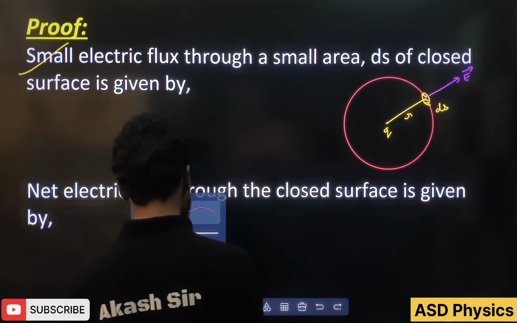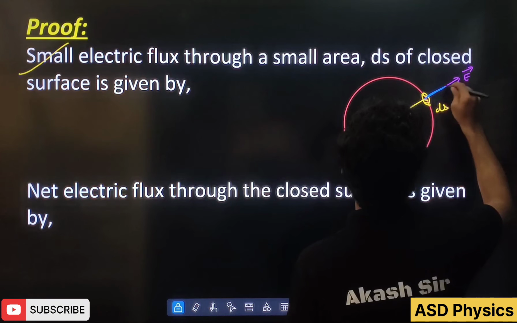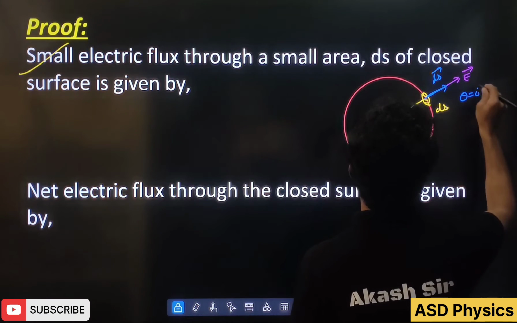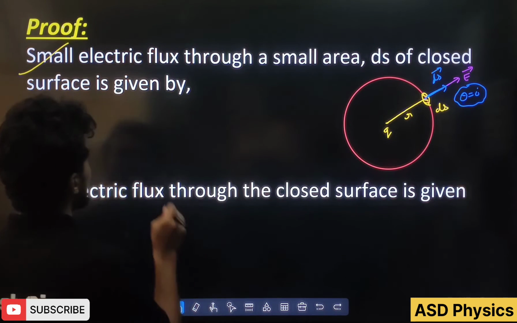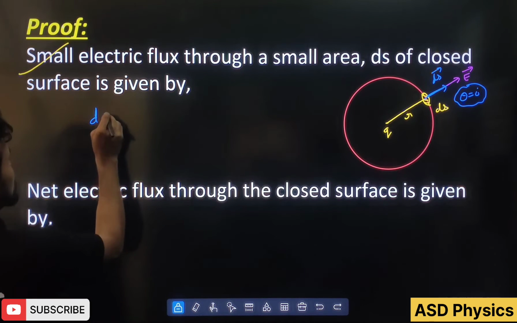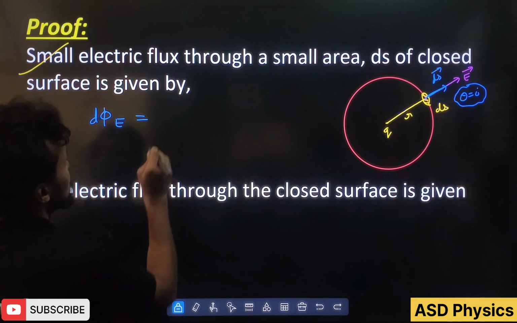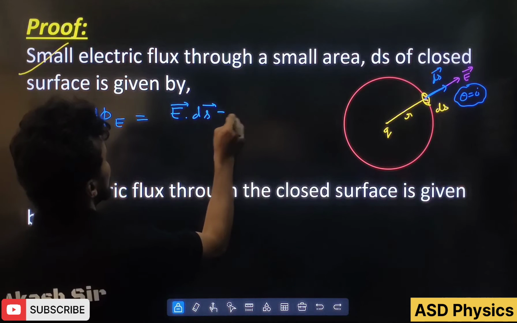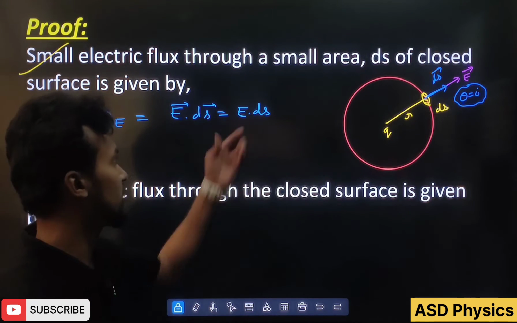And after that, area vector in which direction? As this is a closed surface, that means the area vector is also outside. ds. Now the angle between electric field and area vector, how much? 0 degree, because both are in the outward direction. So students, the small electric flux through a small area of the closed surface is given by d phi e. This is given by vector E dot ds, or we can write E ds cos 0, and the cos 0 value is 1, so we can write E ds.